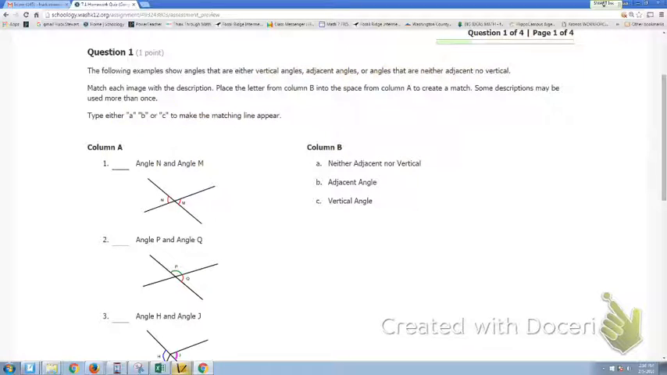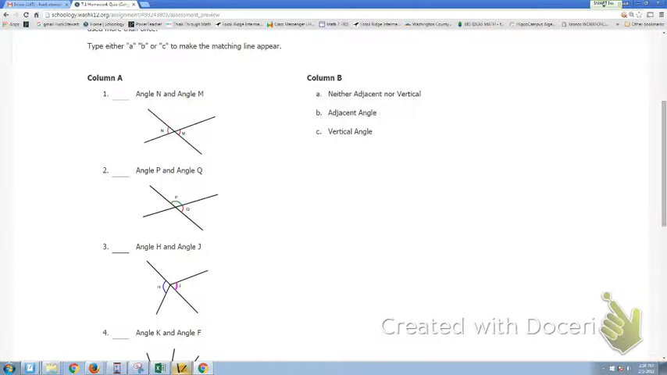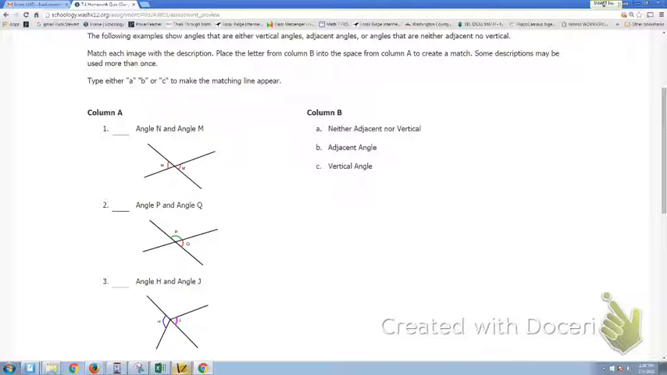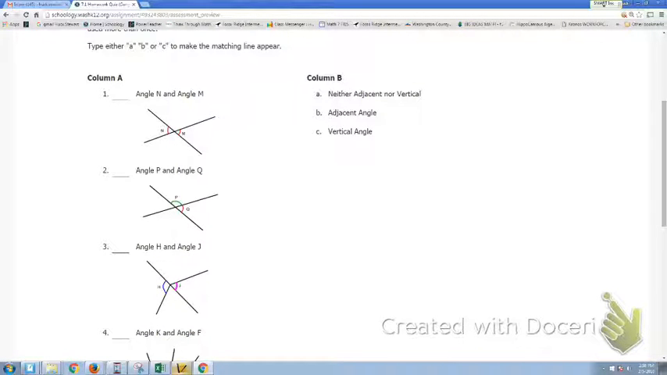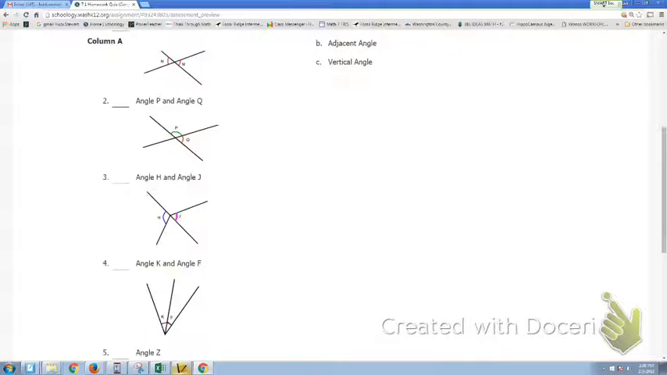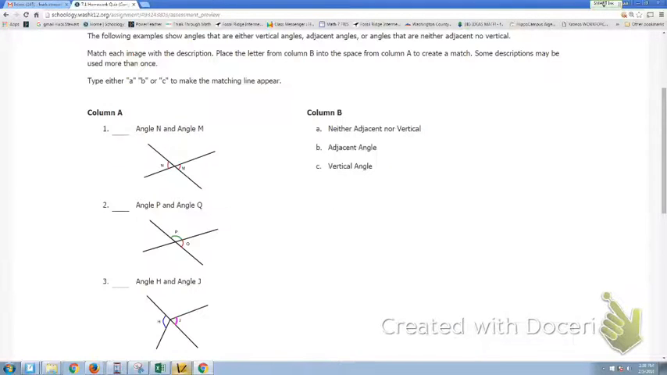You've seen matching before in Schoology, but if you're not familiar with it, you can either type A, B, or C into the spaces here and these line up. Basically, this is asking you to look at the angles in each image and tell whether the angles are vertical, adjacent, or neither vertical nor adjacent. You only have those 3 choices. You get partial credit for this. There's 5 images, so make sure you answer all 5 of them. Scroll all the way down.